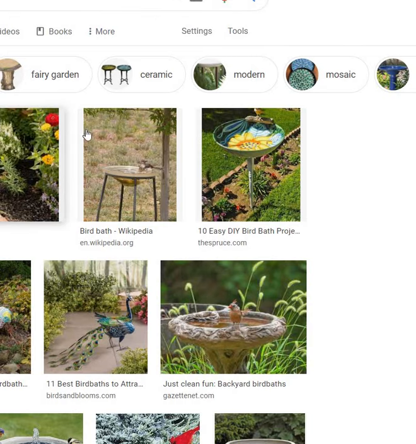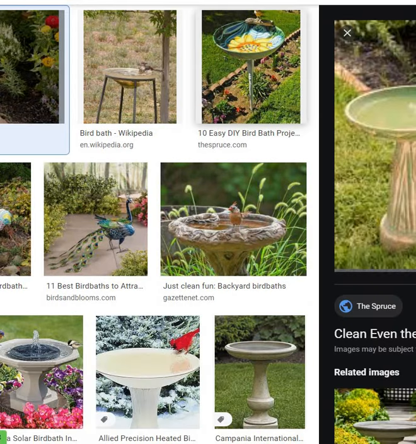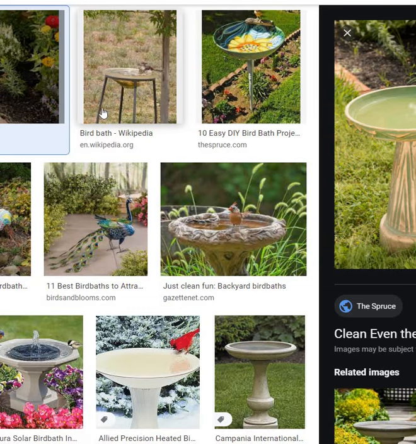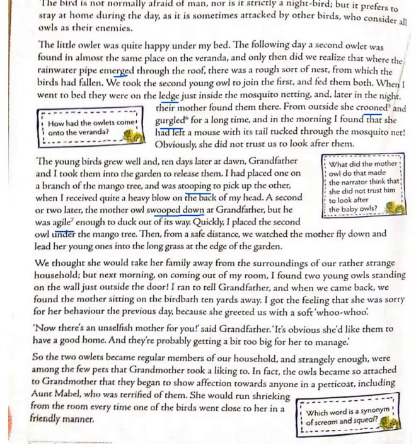Yes, these kind of places are there where some water will be given, and then the birds will come and get bathed there. So these kind of places are called bird baths.